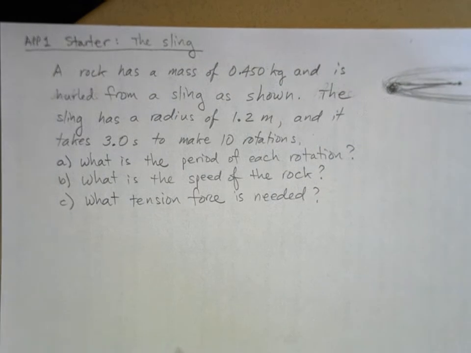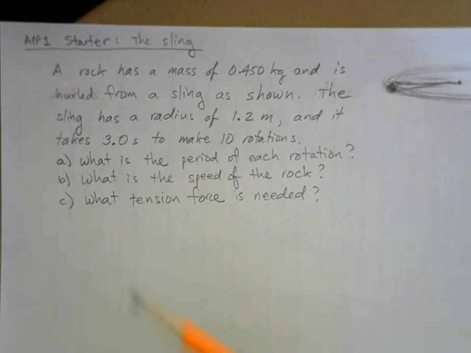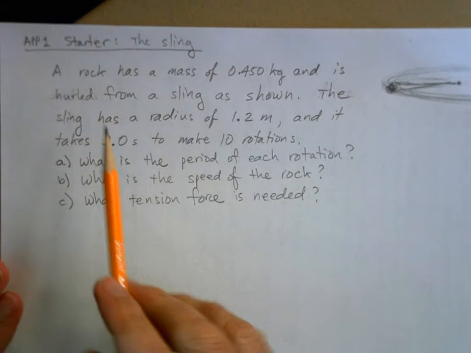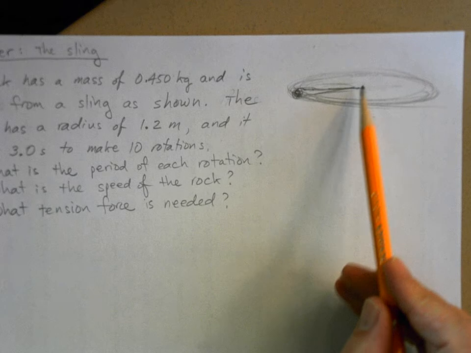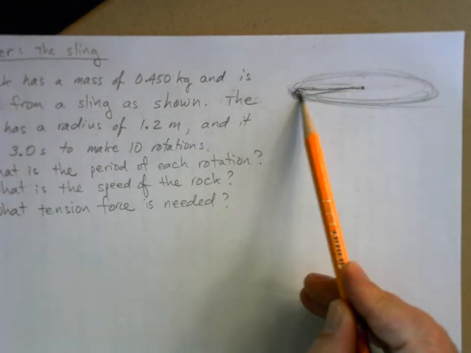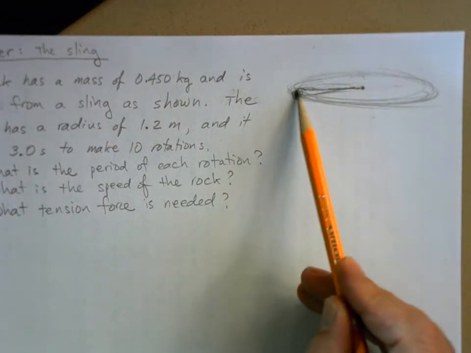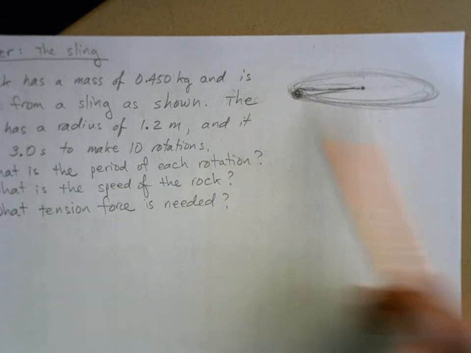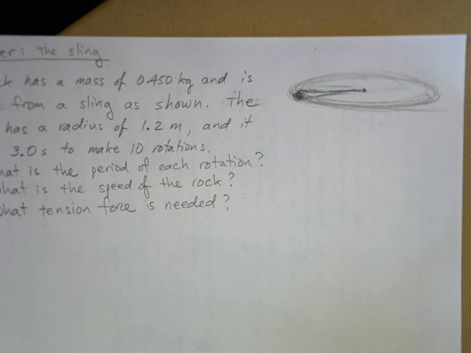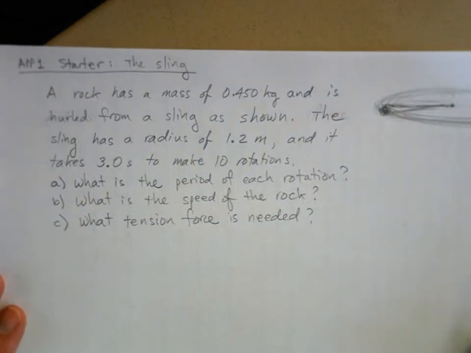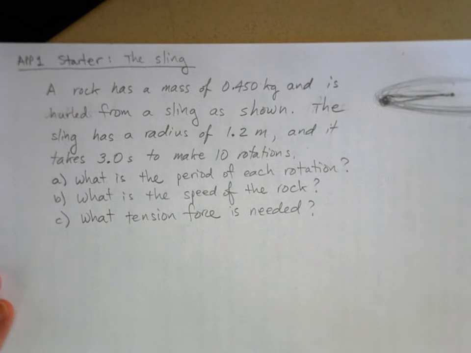So we've got a rock, and it has a mass of 0.450 kilograms, and it's hurled from a sling as shown. So here's the sling, and it's just a little strip of cloth or twine or rope or whatever with a little pouch there, and you sling this thing around, and then you can throw it at really, really high speed, and a skilled slinger can really throw it very, very accurately too. Much faster than you can throw by hand. Okay, and it's much easier on the arm too.